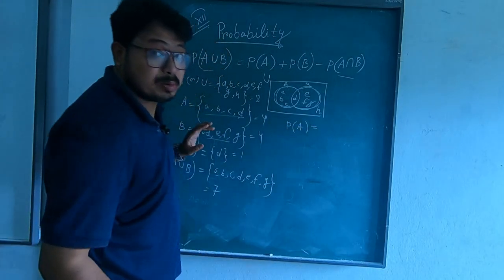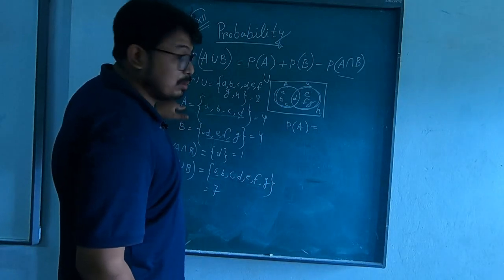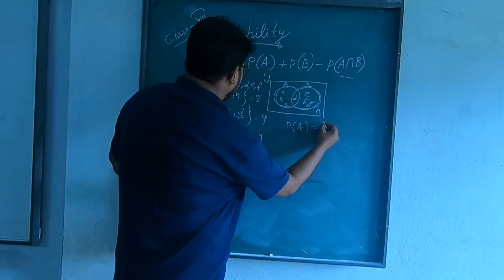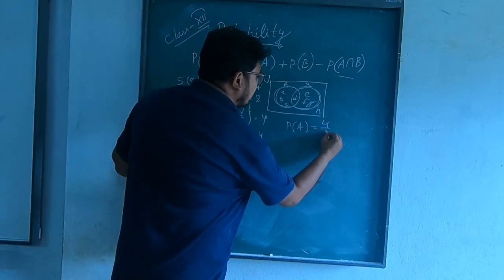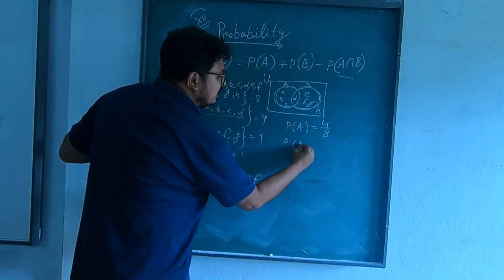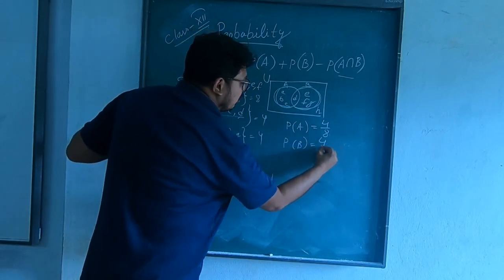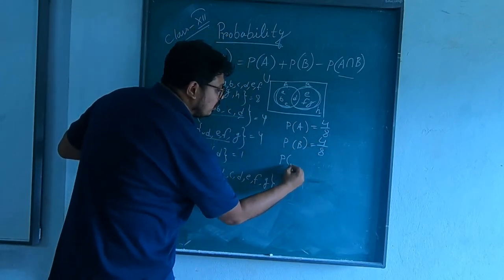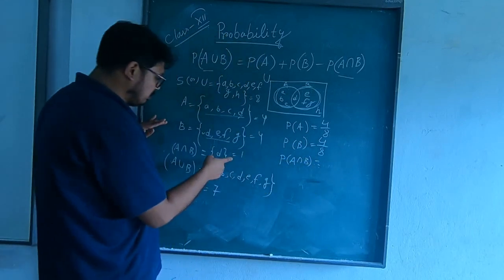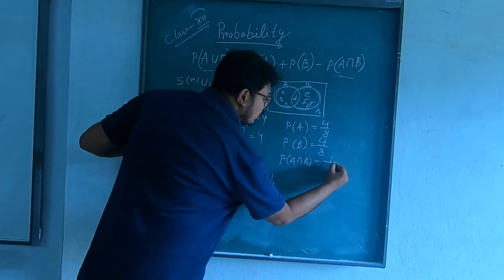Now what is probability of A? Last class we learned what probability of A is: the total elements in A divided by the overall. Correct. That means 4 divided by 8. Then what is the probability of B? The probability of B is again 4 by 8. Probability of A intersect B: how many elements are there? 1. So 1 by 8.